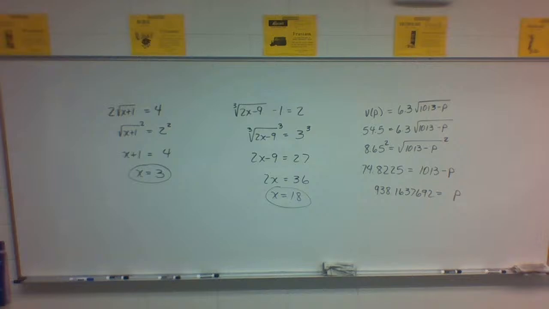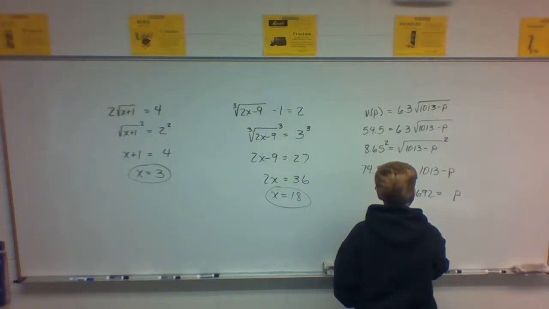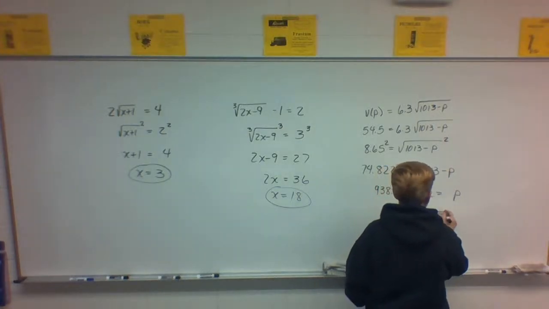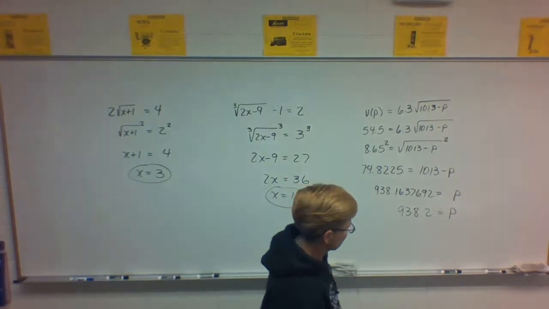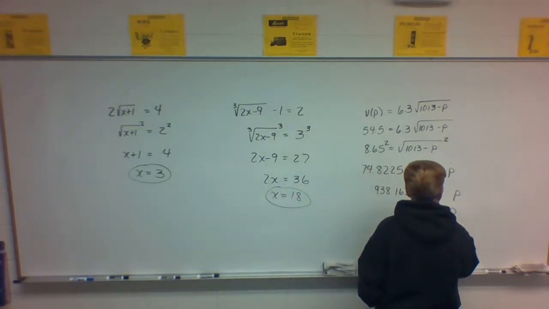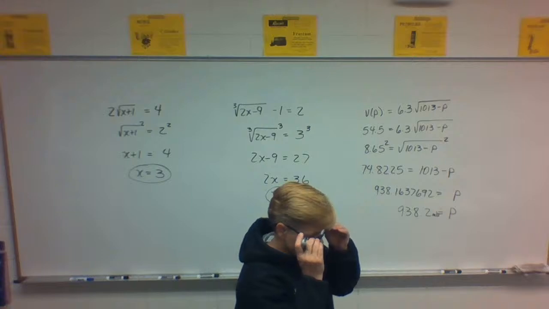It doesn't tell us what to round to. They round it to just the nearest 10. So it's 938.2 approximately. Wow. 5.2. Oh, yes. Approximately equal to the pressure, and that's in millibars. We call them MBs. Millibars of pressure. What are millibars?